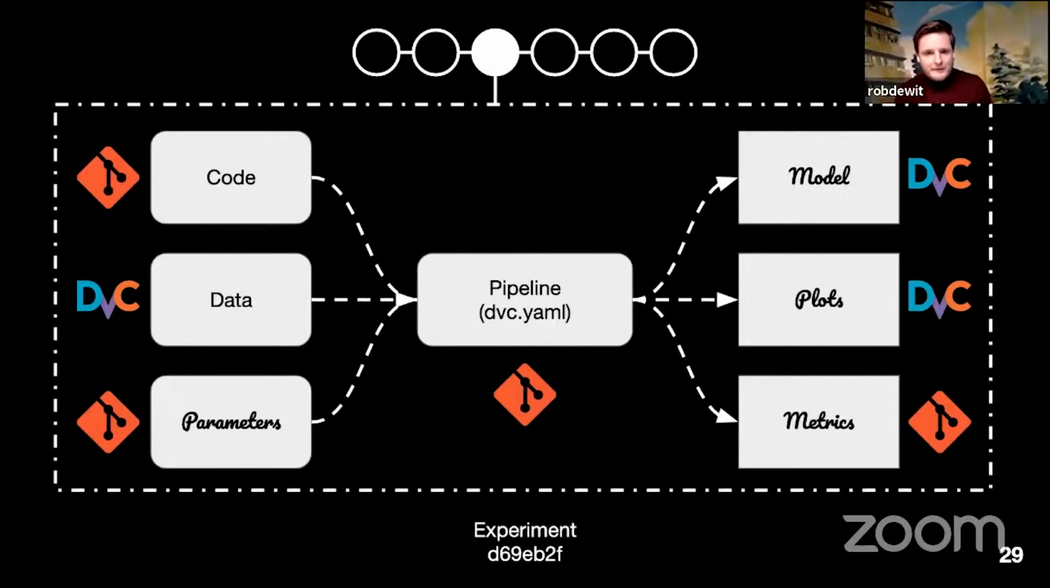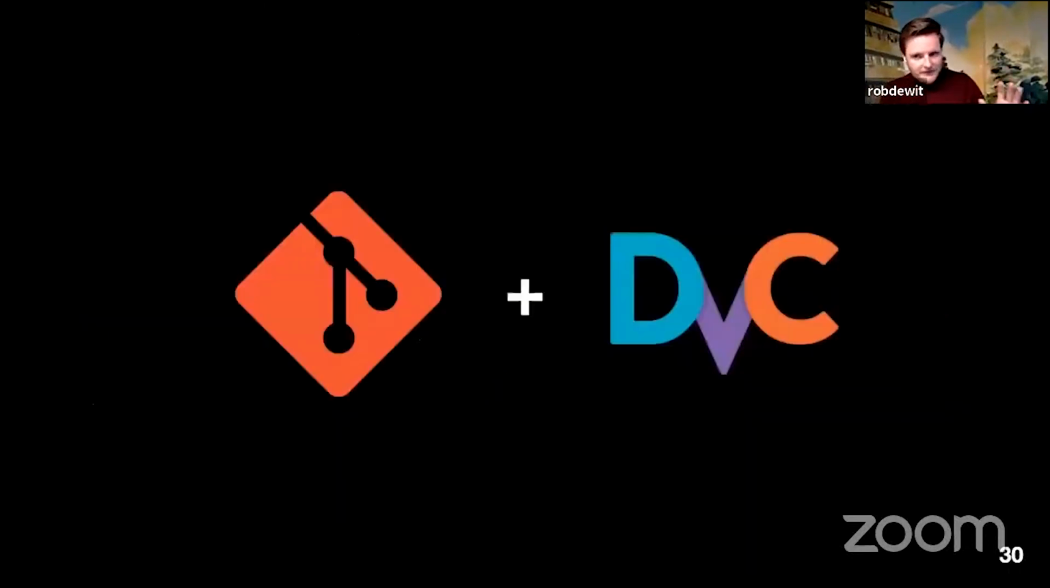So no longer do you need to keep track of your experiments on sticky notes to determine which combination of the three inputs resulted in a given model performance. That's the high-level overview of what Git and DVC together can accomplish. And I think we'll spend the remainder of this workshop taking a Jupyter notebook and transforming it into a DVC pipeline.